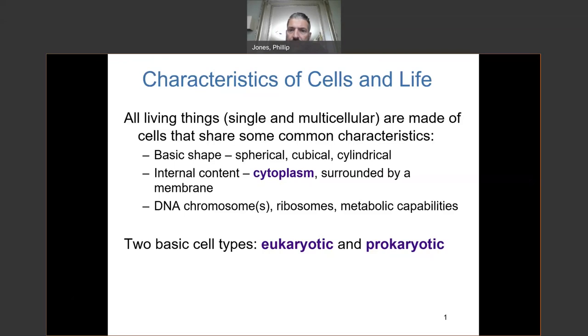As for internal components, pretty much all cells, whether they're eukaryotic or prokaryotic, have cytoplasm surrounded by some type of membrane. Just realize the cytoplasm is going to be liquid. It's where all of the metabolic activities take place. And that membrane, if it's functioning properly, is going to allow things in and out of the cell.